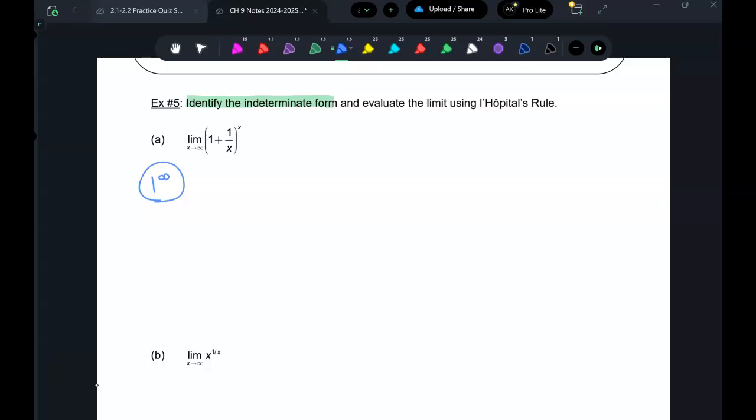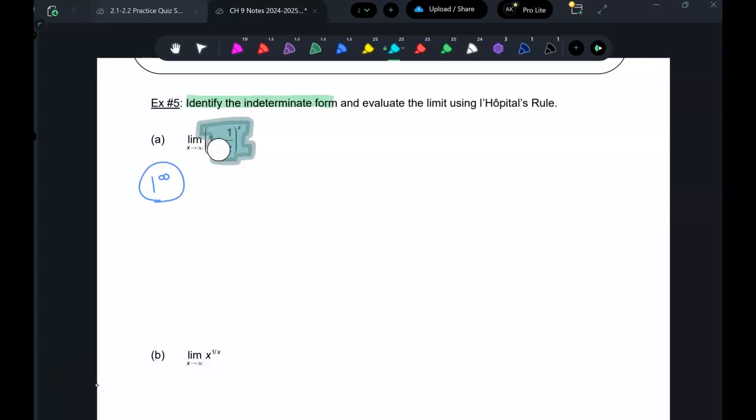Now we'll prove it. Do you remember the 1 plus 1 over x to the x power? That's our definition for e as x approaches infinity. So let's prove it. That's how we define e.